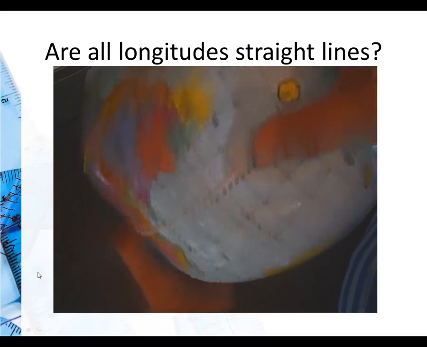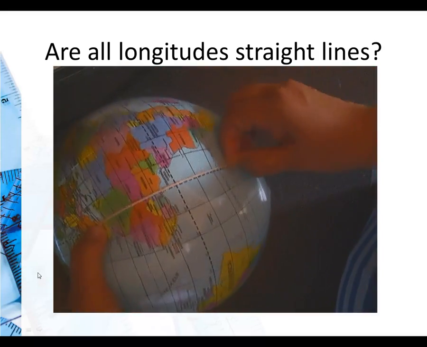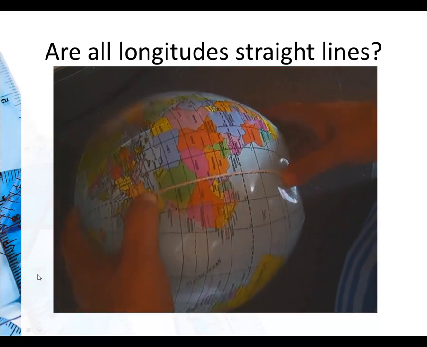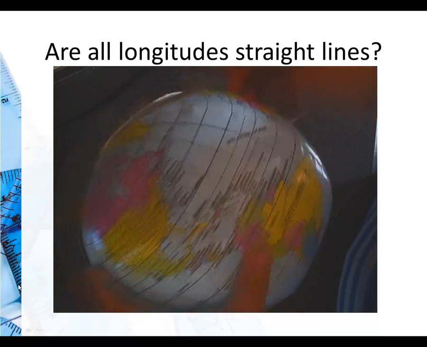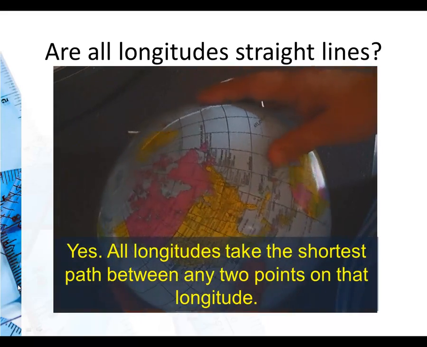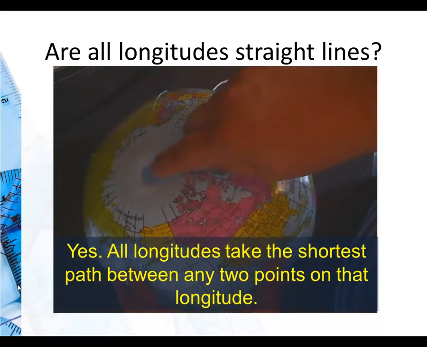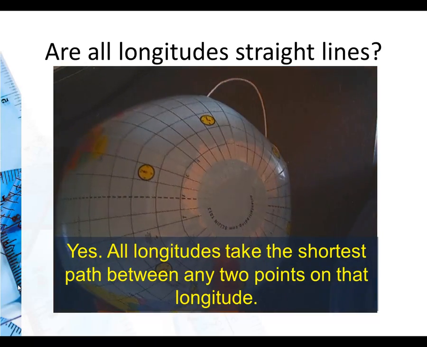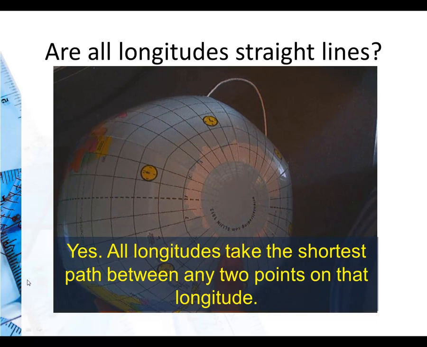See how it's pulling straight? Even though I have the string bending over a curvy surface, it is taking the straightest line between those 2 points. So yes, all longitudes are straight lines, which is kind of weird when you think they meet up there and down there. And we'll talk about that more in a little bit.